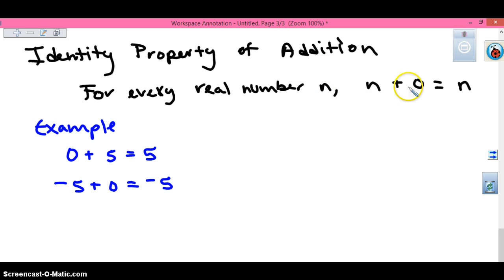The identity property of addition says that for every real number n, so that means any number, that number plus 0 equals that number. So for example, 0 plus 5 equals 5, and negative 5 plus 0 equals negative 5.